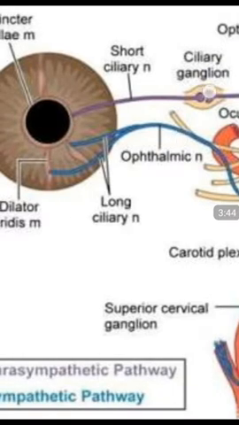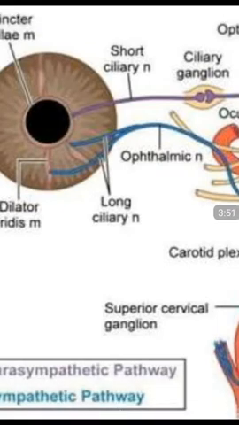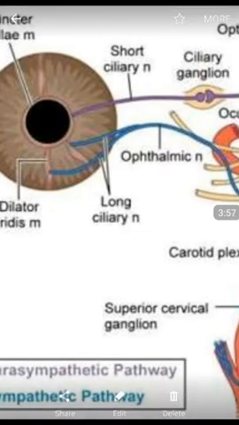So in third nerve palsy, we all know that the third nerve carries the parasympathetic fiber. Parasympathetic fiber is gone, constrictor pupillae gone. Constrictor pupillae gone, it means its opposite force, which is dilator pupillae, is unchecked. So as a result, the pupil would dilate.